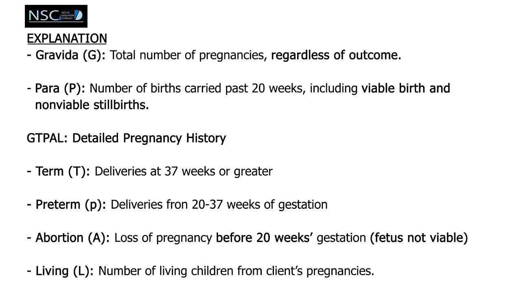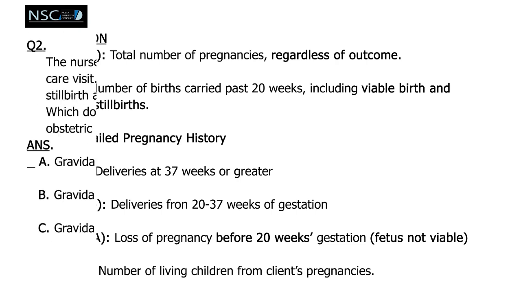So with the GTPAL, the detailed pregnancy history is: term deliveries at 37 weeks or greater, preterm deliveries from 20 to 37 weeks of gestation, abortion, loss of pregnancy before 20 weeks gestation, that is the fetus not viable, and the living is the number of living children from the client's pregnancies.